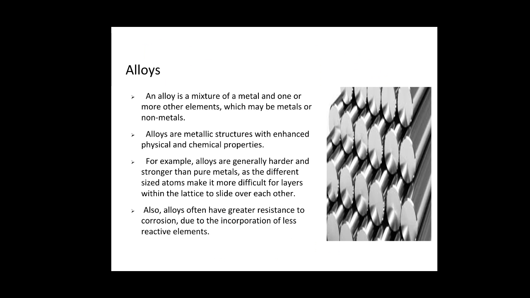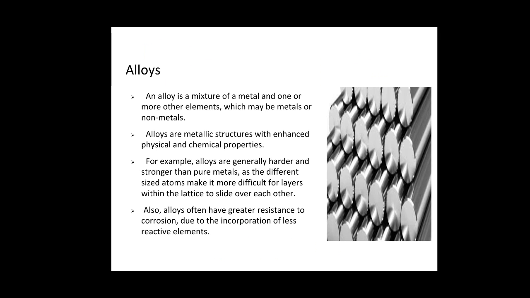Due to the alloying process, chemical as well as physical properties of metals are improved. Just take an example, iron. Iron metal undergoes corrosion, but when we use its alloy stainless steel, it will not undergo corrosion. Therefore, for making utensils in your household, we are using stainless steel.